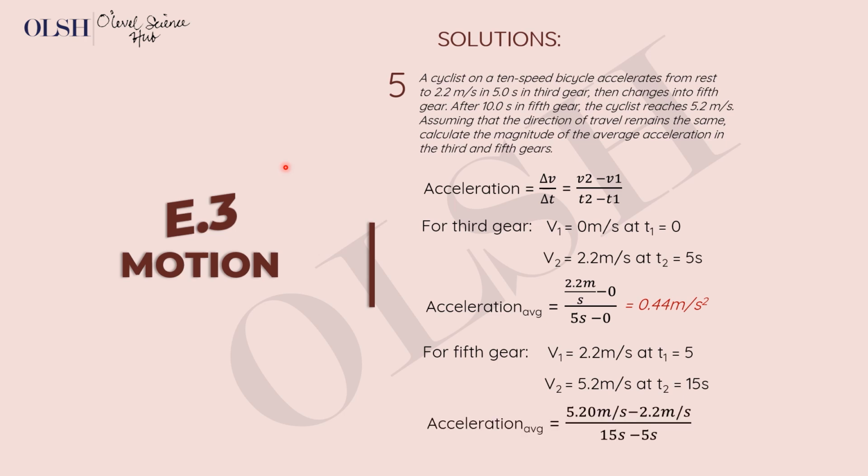So the acceleration on the fifth gear now becomes 5.2 meters per second minus 2.2 meters per second divided by 15 minus 5. So if we solve for that, that will give us 0.3 meters per second squared. So we can see that our average acceleration on the third gear is 0.44 meters per second squared, and that for the fifth gear is 0.3 meters per second squared. So let's move on to the sixth.